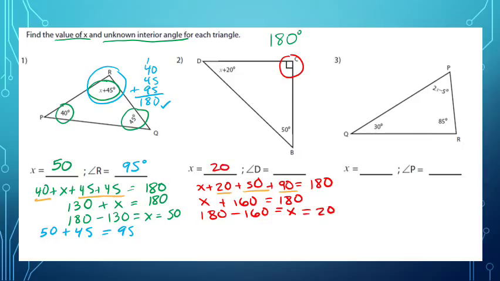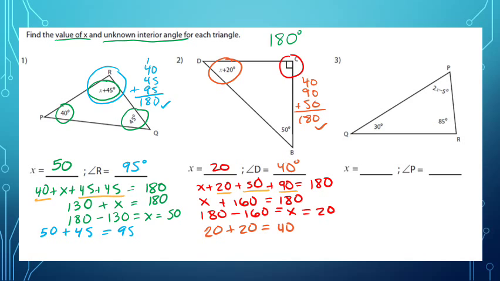So x is 20, however the actual angle is x plus 20. So I'm going to take my 20 and add 20 more to get 40. So my answer for angle D is 40 degrees, but again I'm going to double check. I'm going to add 40 plus 90 plus 50, and I see that I get 180.